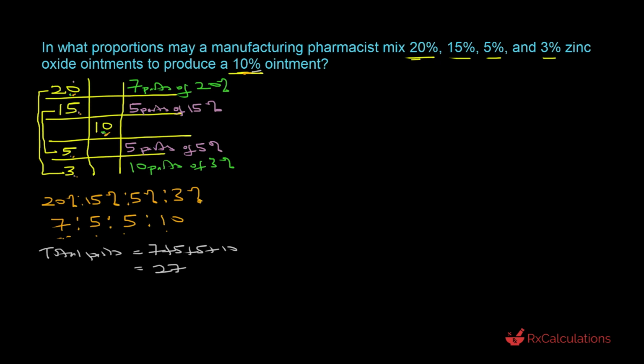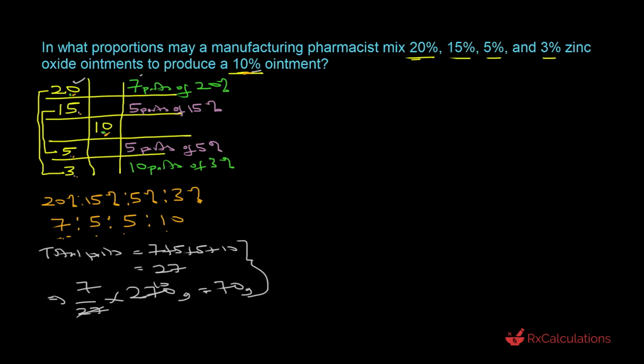That's the total parts. Now, if you wanted to find out how much of the 20% we need to make the 270 grams, then what that will mean is you take the parts that represent that, which is 7. So 7 divided by the total, which is 27, times the quantity that you need to make, which is 270 grams, that gives you 10. So you need 70 grams of the 20% ointment. Now, this portion is not actually in the question. I was just trying to extend the thought to enhance the understanding.